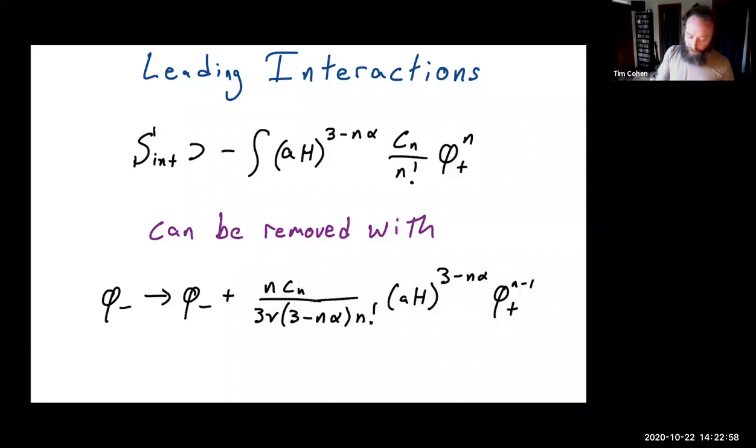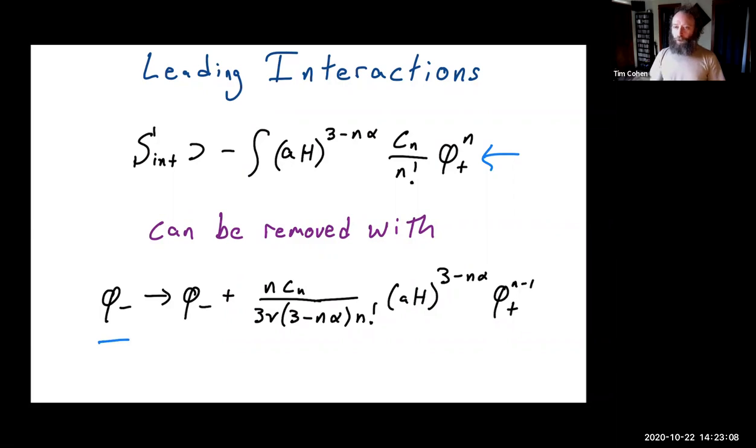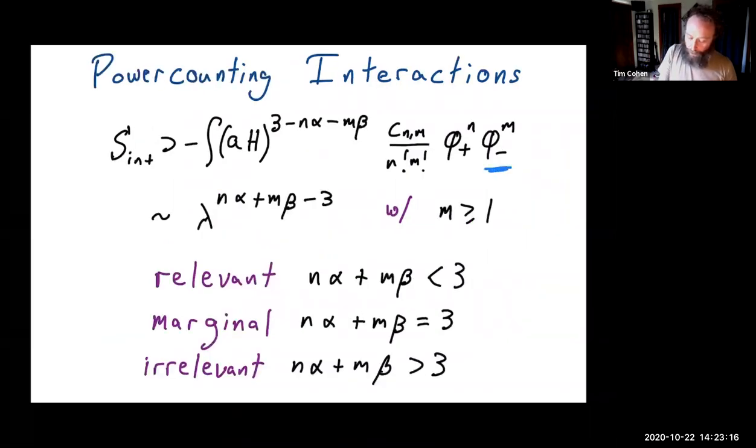Naively, you would think that this is the leading interaction, just some polynomial in terms of phi plus. But again, because we can do these field redefinitions on phi minus, it turns out we can remove any polynomial in terms of phi plus and shuffle it into higher order terms. And so the leading interactions always have some non-zero power of phi minus, okay? And that's critical to the success of all the power counting arguments.